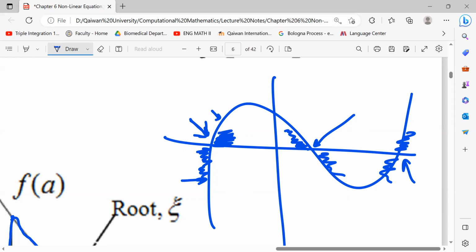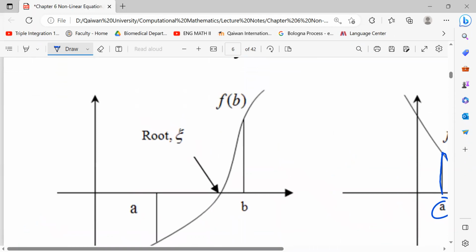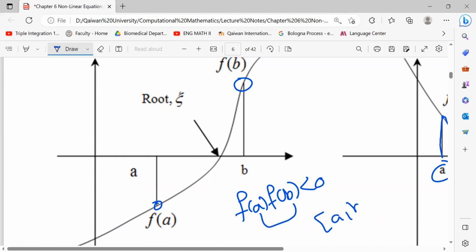Okay? And even here, we say if f of a is less than 0, and if f of b is greater than 0, then their multiplication f of a times f of b is less than 0. That means between a and b, in the interval AB, we have a solution for function f. Okay? We have a solution for function f.